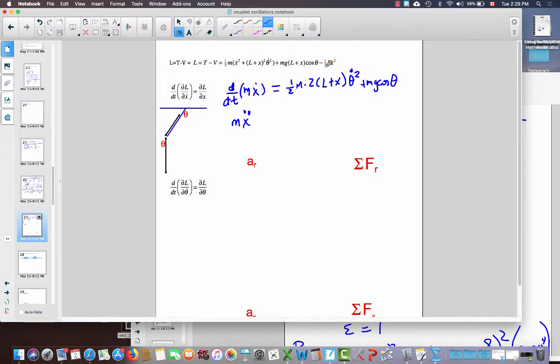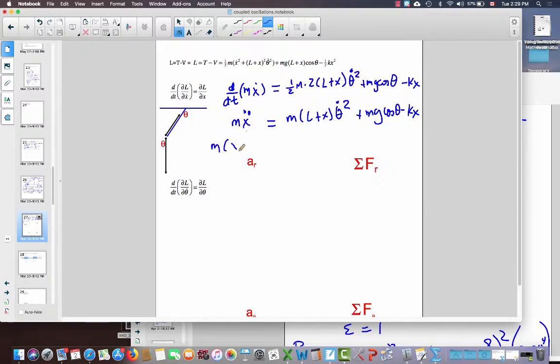And finally, when we differentiate this with respect to x, we just get minus kx. Okay, so simplifying a little bit on the right-hand side, the 2's obviously cancel out, so we get m(L plus x) theta dot squared, and then again the mg cos theta minus kx is still there. And just to rearrange this a little bit, to put it in a more familiar form, I'm going to bring this term over to the left-hand side.